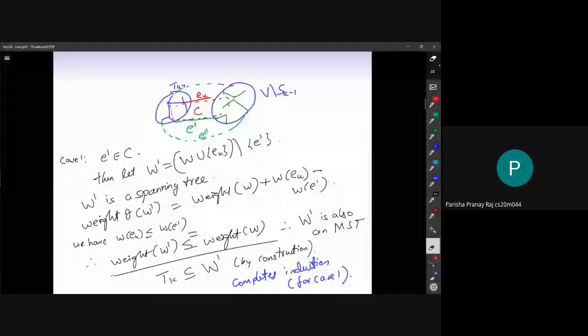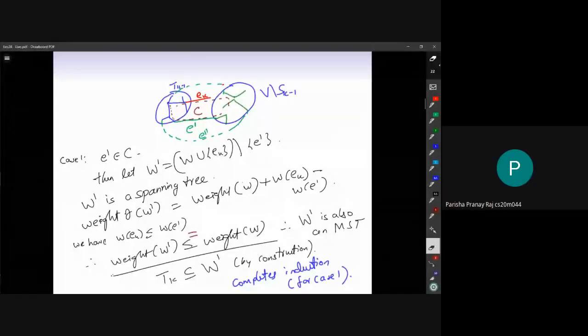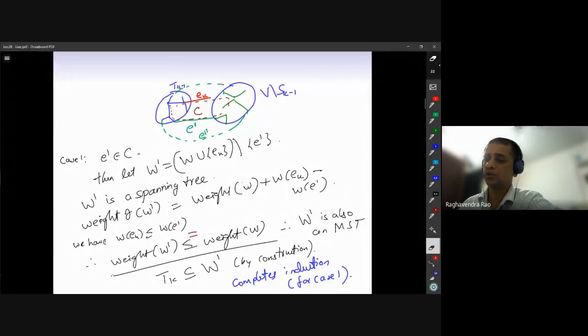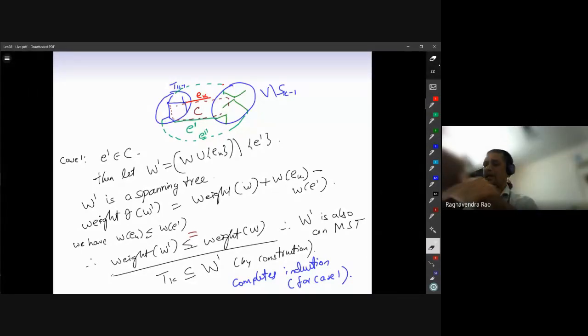Just consider this entire graph without Ek. The green part corresponds to the minimum spanning tree, right? Yeah, green and blue constitute W. Okay, so aren't we having a cycle already with E prime and E double prime? No. That's why I disconnected. So it has to be disconnected.